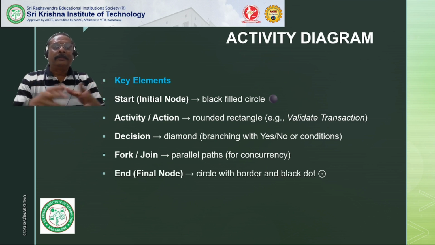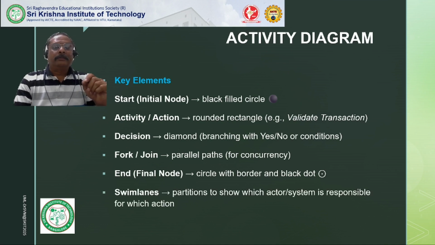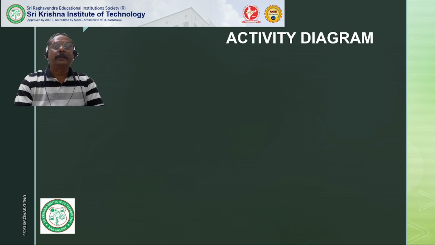Then finally we say that that's the end of the activity diagram, which is shown with a circle and a black dot inside that. Then we have swim lanes, that is partitions to show which actor or system is responsible for which action and all that. So let's look in detail.